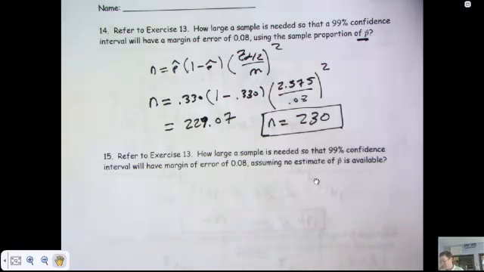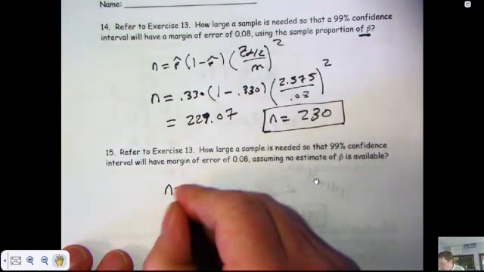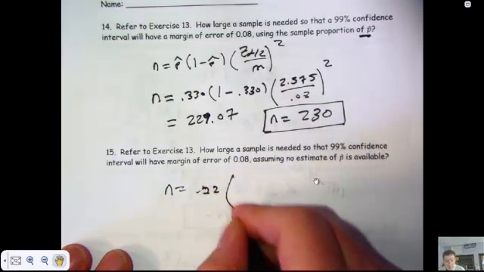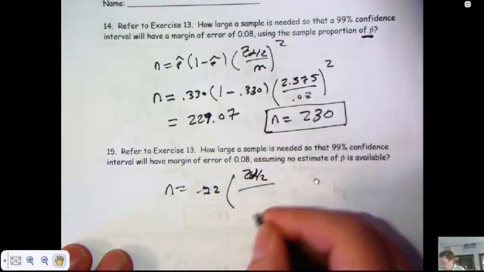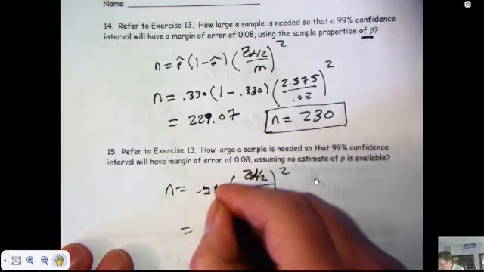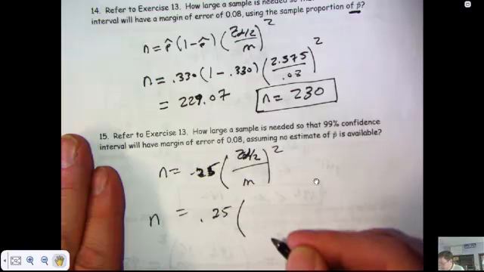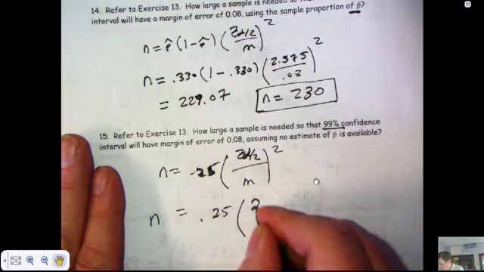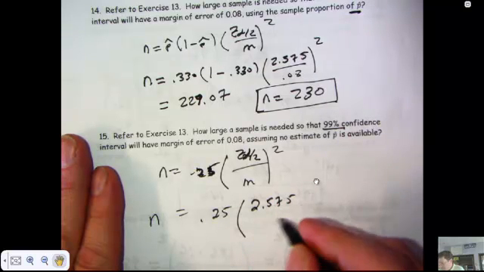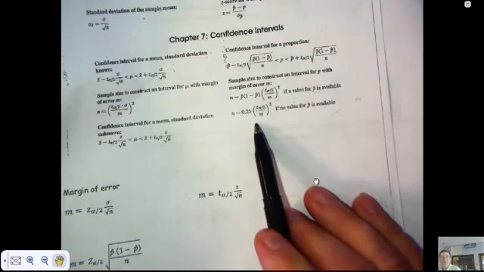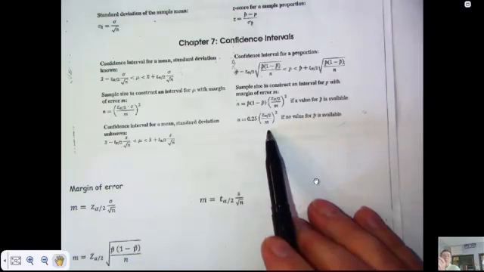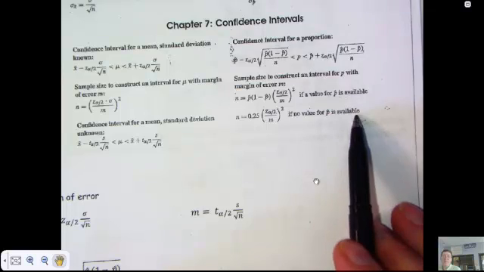What's the difference on 15? If you don't have P hat, what do you do? Use the other formula, or you just call P hat 0.5, which is what that formula does. So N equals 0.25 times Z of alpha over 2 over M, squared. I'm still at 95%, right? 2.575. That's the other formula. On the formula sheet, it says right here that if no value for P hat is available, use this one.